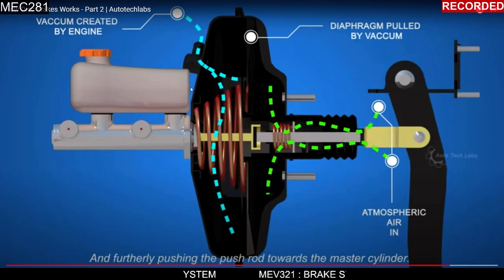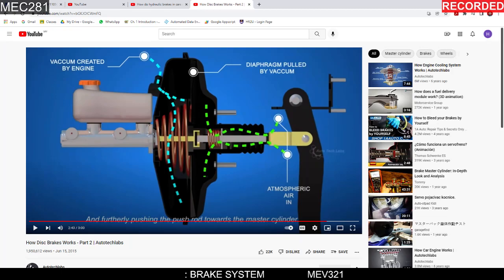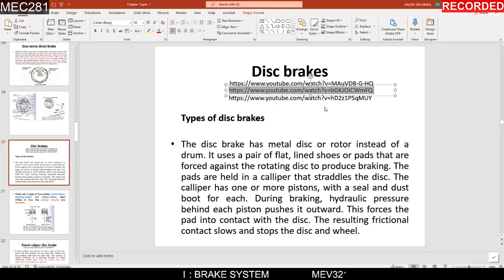Okay, so that's basically the details of the mechanism from the pedal into the servo, or brake vacuum booster, into the master cylinder, and the master cylinder to the brake, either disc brake or drum brake. Okay, so let's see one more video there.